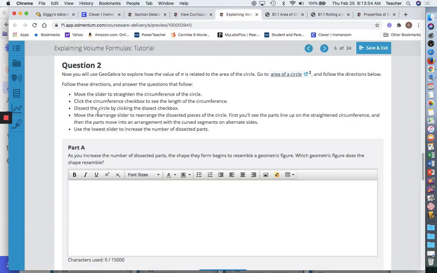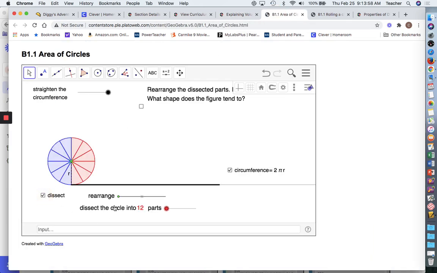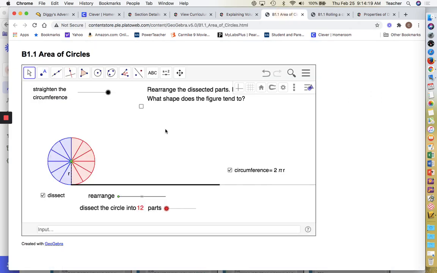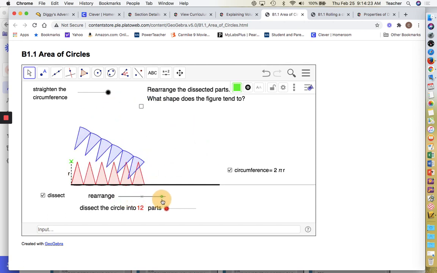All right. Dissect the circle by clicking the dissect checkbox. Okay, so it just splits it up into pi pieces. All right, move the rearrange slider to rearrange the dissected pieces of the circle. First, you will see the parts line up on the straightened circumference, and then the parts move into an arrangement with the curved segments and alternate sides. All right, so rearrange. Oh, okay.